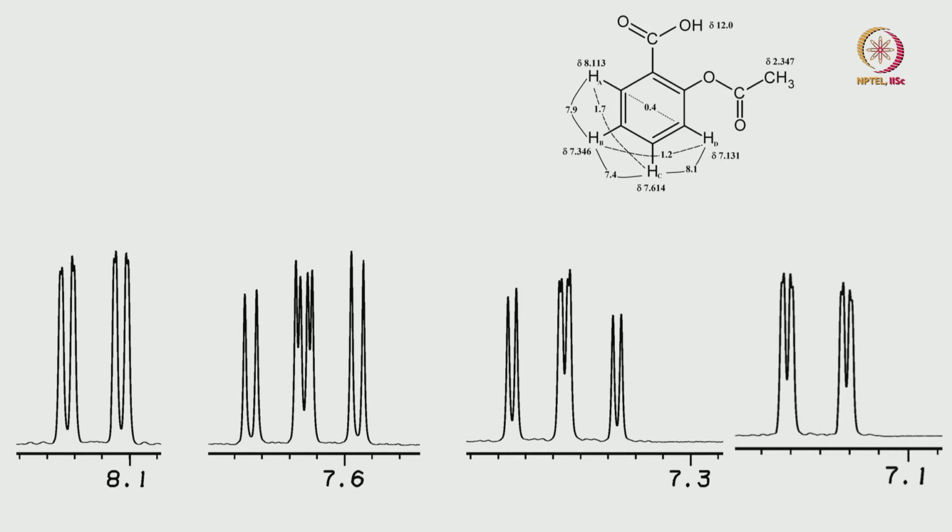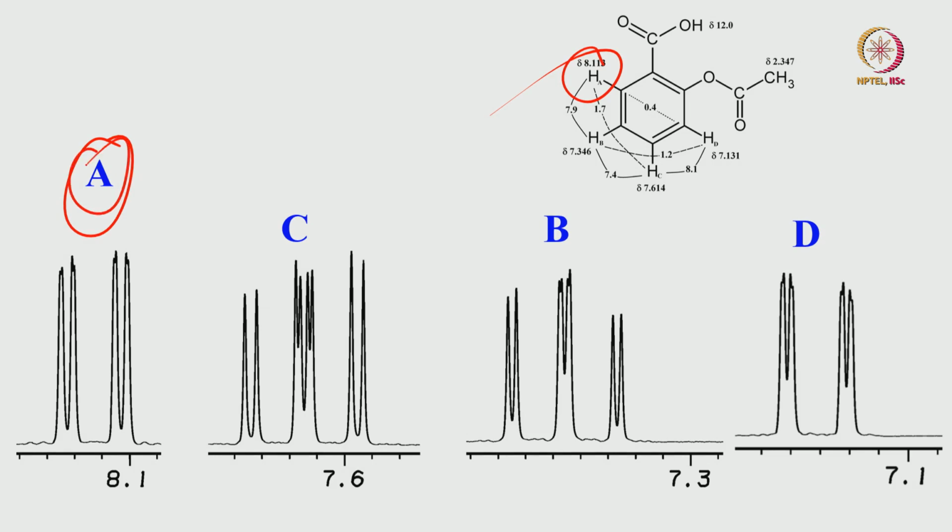The proton which is resonating furthest downfield is proton A, then protons B, C and D. That is what we predicted. Let us see whether it agrees with the splitting pattern we have already worked out.